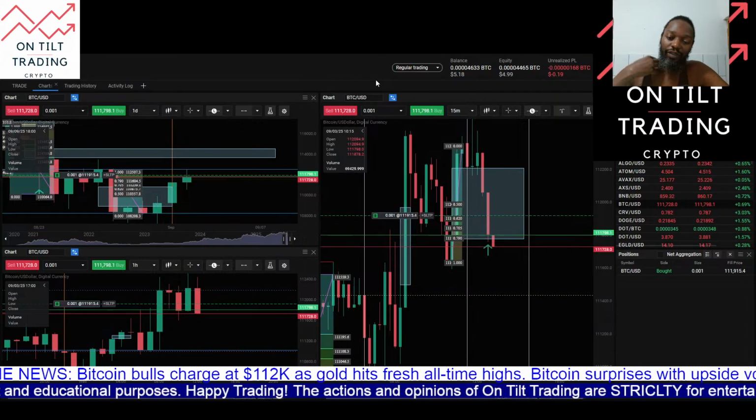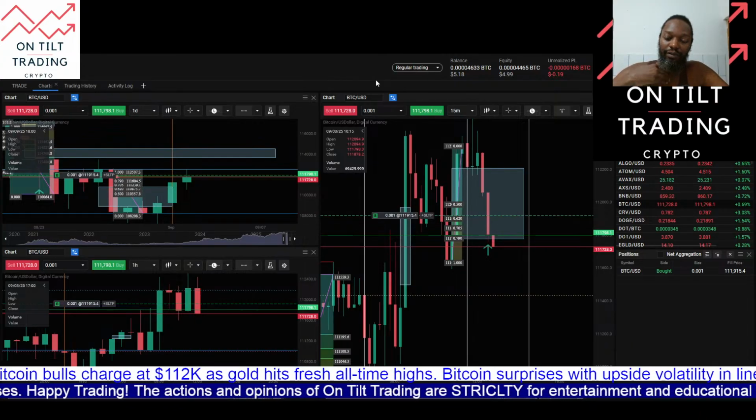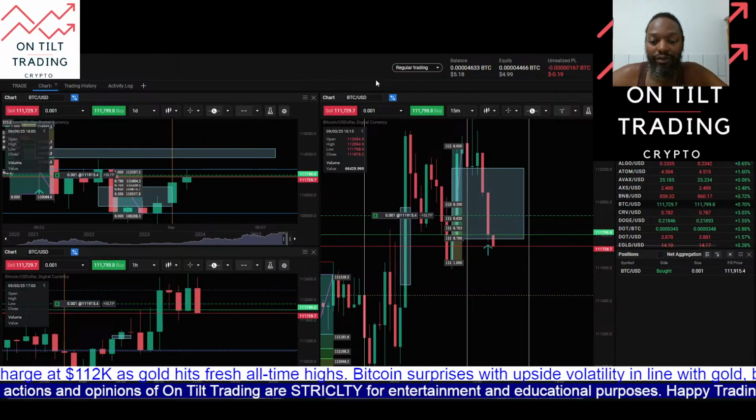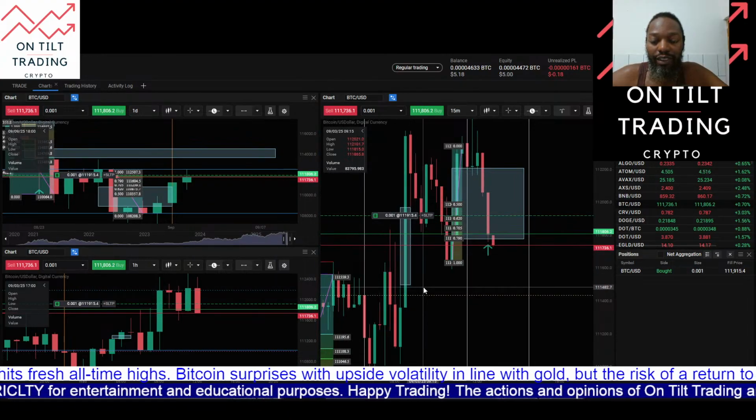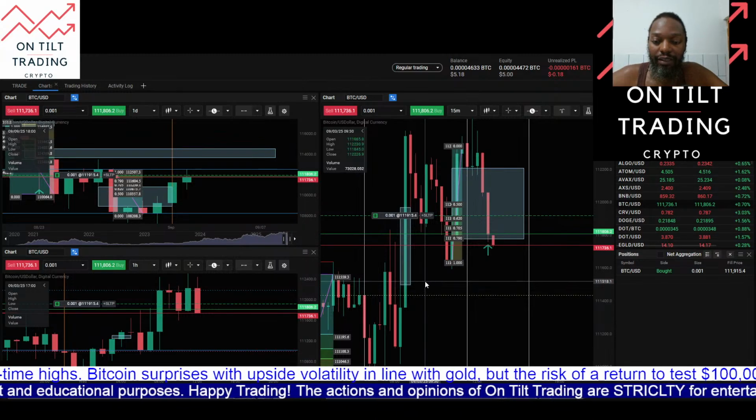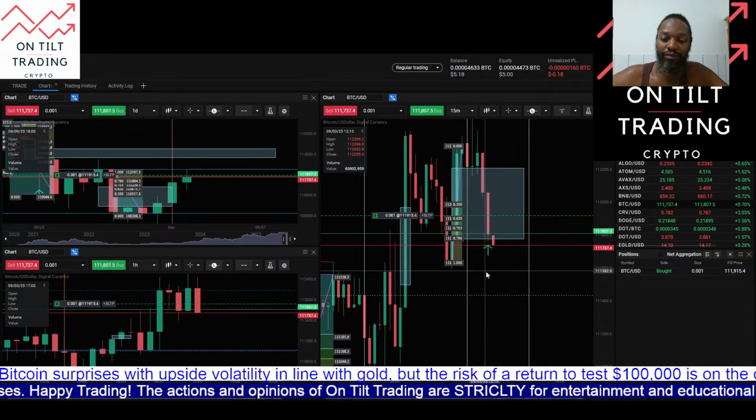Well, whatever is going to happen with Bitcoin, at least with this price action, is going to take a little while to transpire, whether I get stopped out or price redelivers here to the buy side. But I have some things to take care of, so I'm going to need to take off.